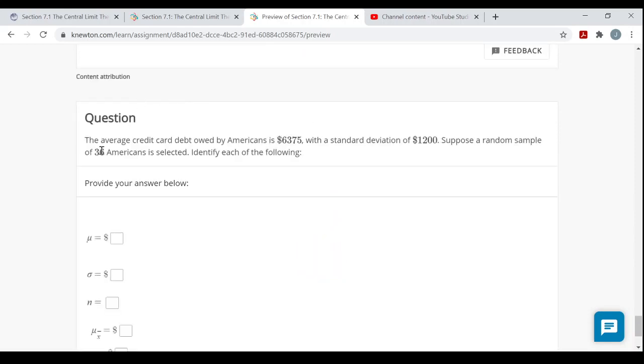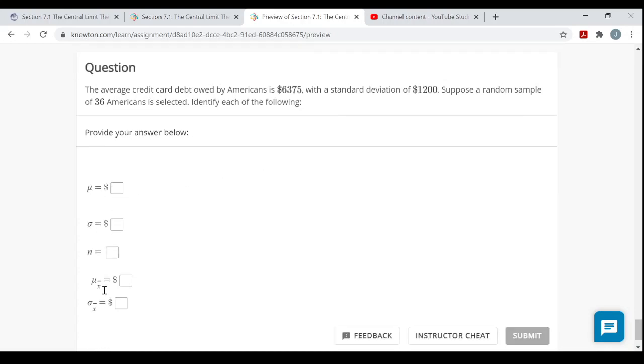So here is a question: the average credit card debt owed by Americans is $6,375 with a standard deviation of $1,200. So suppose a random sample of 36 Americans is selected. All right, identify each of the following. Now remember mu, see that they have mu x bar, that's for the average of 36 Americans. X bar is the mean or the average debt for groups of 36. So if they don't put anything underneath it, then it's for the original population. So mu here is the mean, the average credit card debt owed by a single American, and that's $6,375.